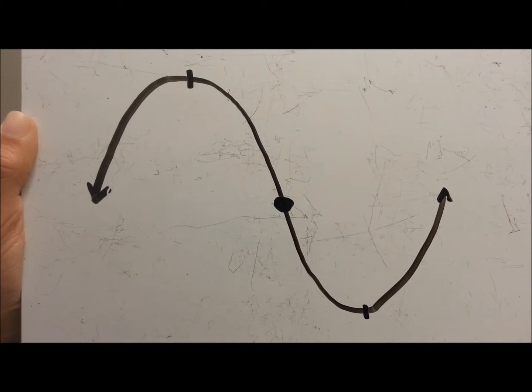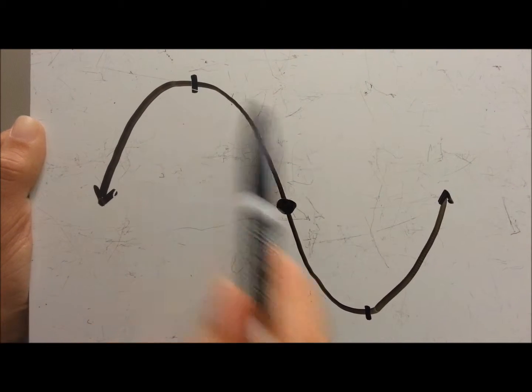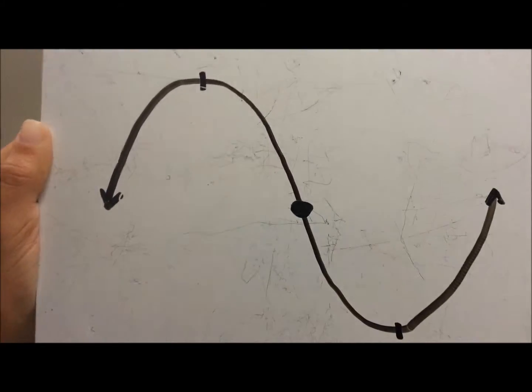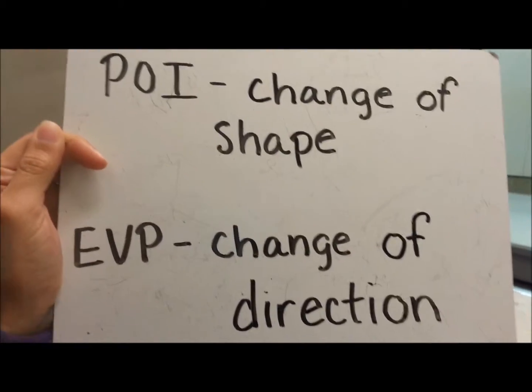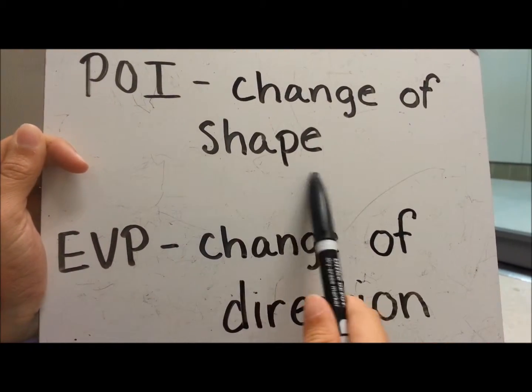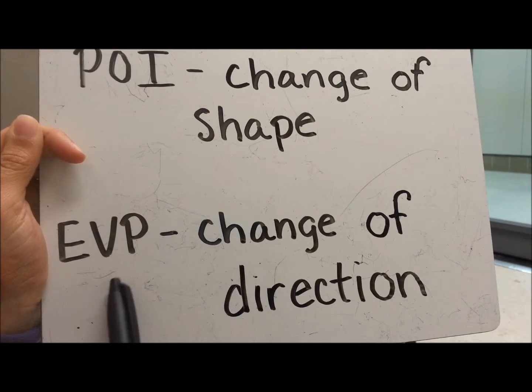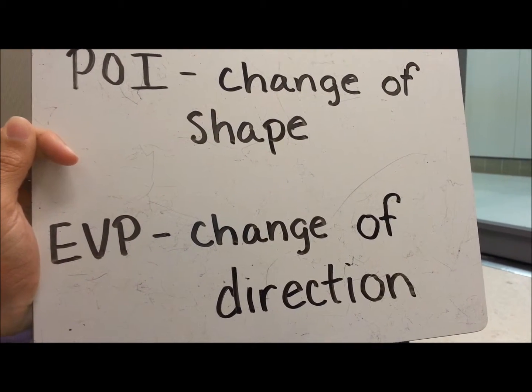There are also two extreme value points at this point and this point. Remember that a point of inflection is the change of the shape. The extreme value point is the change of direction.